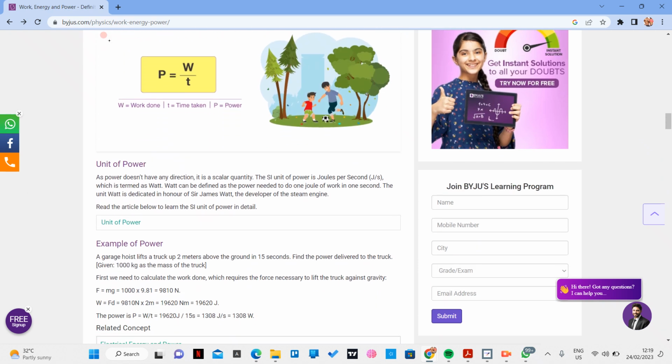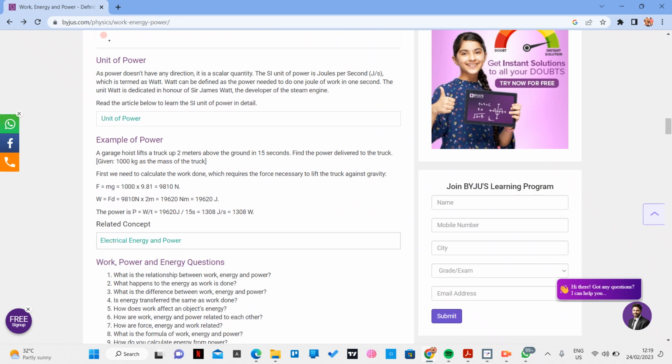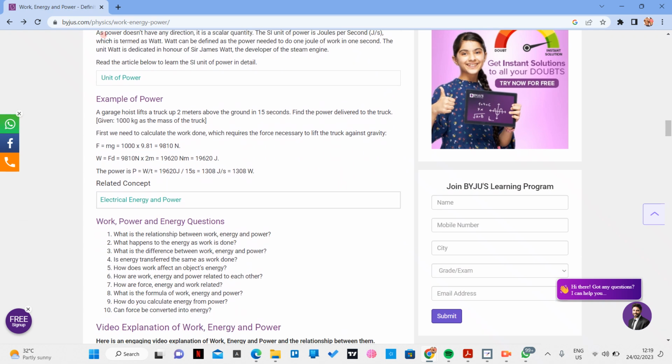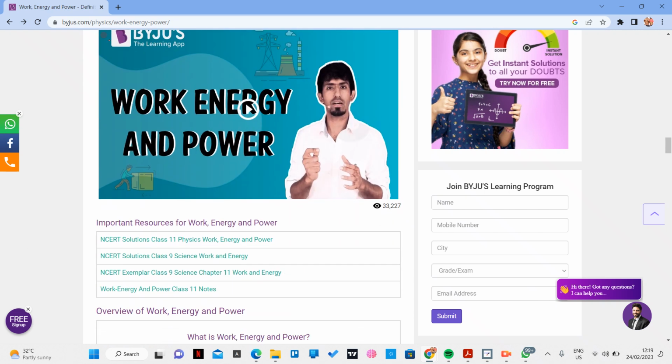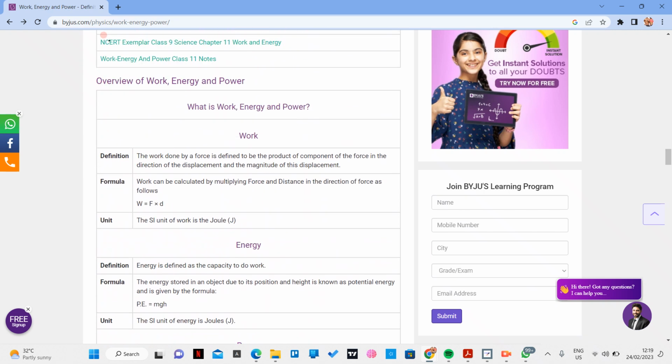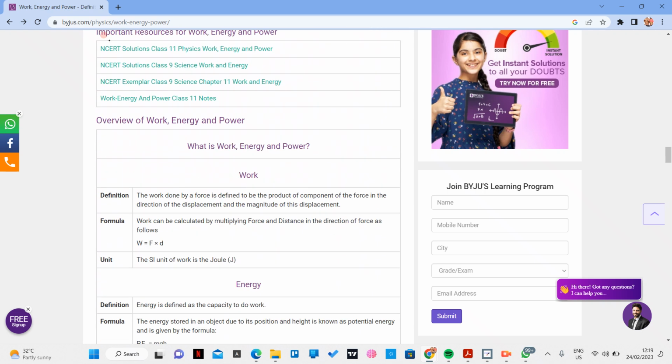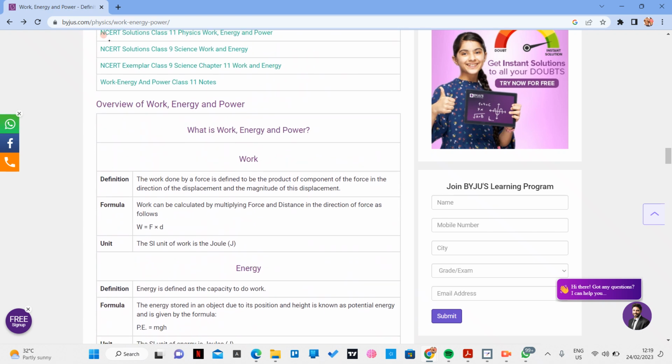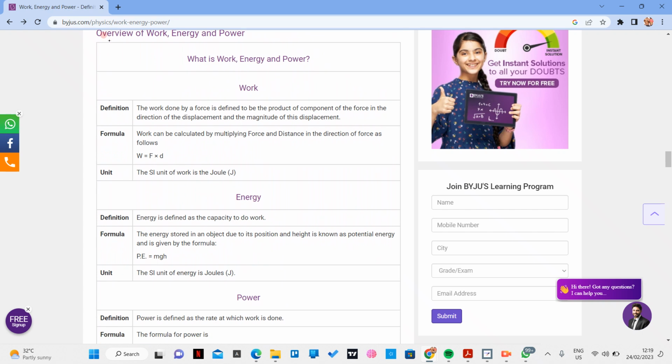Now the unit of power is what? The unit of power is watt. Now there are some questions. You can attempt them and go through them for a better understanding. So I think that's all for work, energy, and power. This is an overview. You can pause the video and go through this just to remember some of the important stuff.